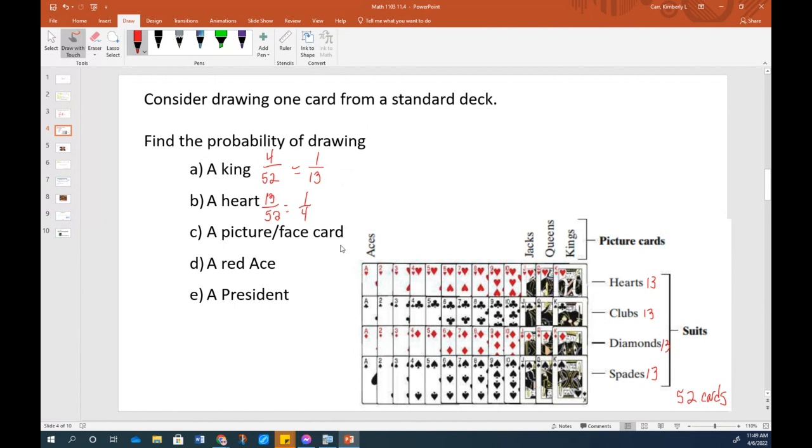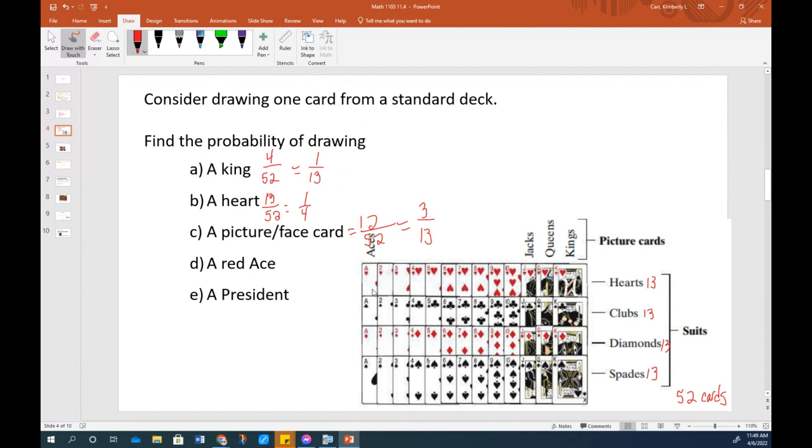Now, a face card. That would be Jack, Queen, or King. So 3, 6, 9, 12. There are 12 out of the 52. And that does reduce, and you might expect this now, just like the rows, there's 3 in each of the rows, and every row has 13 cards.